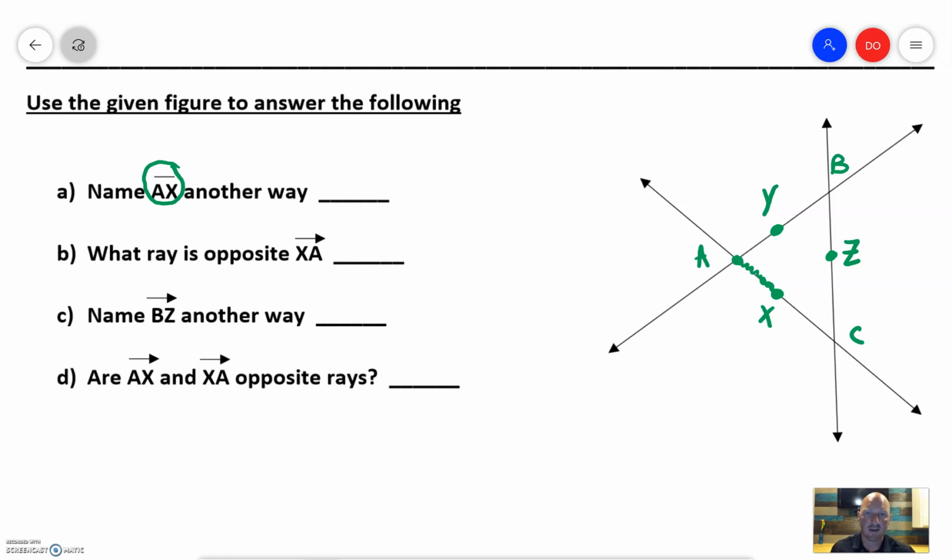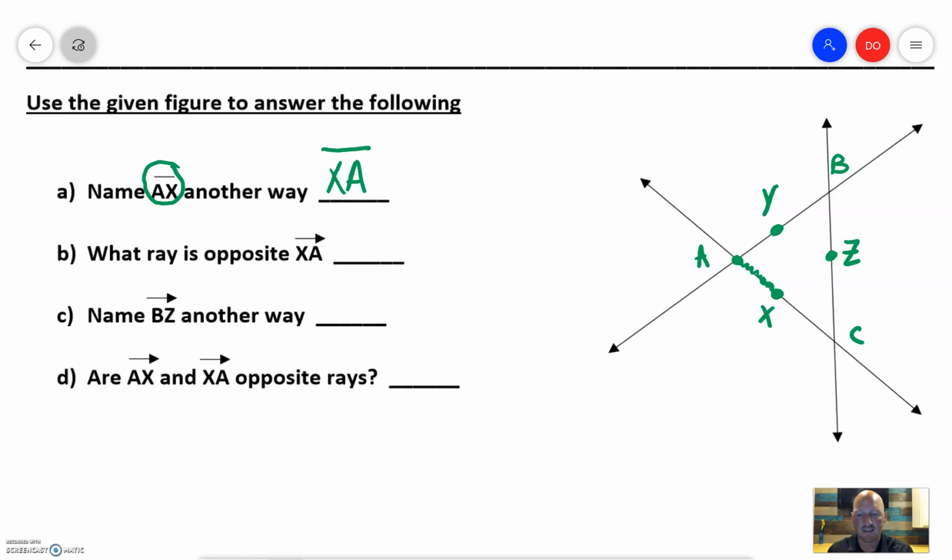The order of the segments is completely irrelevant. The only figure where the order matters is a ray. So I can also name this segment XA, as long as I use the segment symbol over top. Doesn't matter the order of the endpoints. Next up for part B, name a ray that is opposite XA.